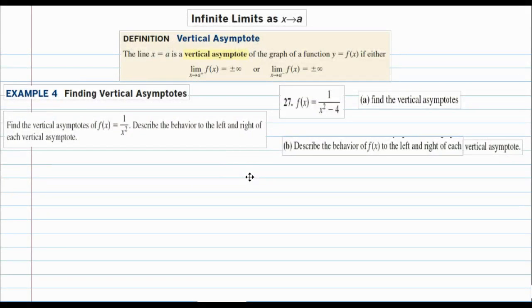This is the screencast for section 2.2, example 4. We're going to look at vertical asymptotes. You saw a vertical asymptote in example 1 with 1 over x. It had that vertical asymptote at x equals 0.